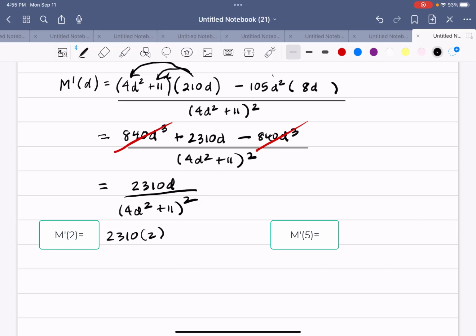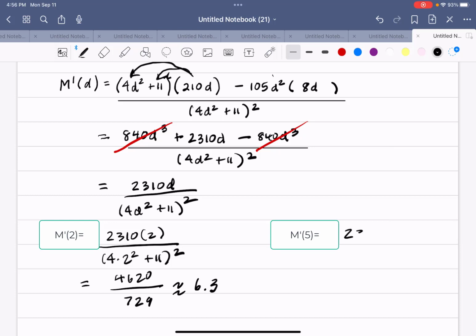So 2310 times 2 over 4 times 2 squared plus 11 quantity squared is 2310 times 2 is 4620 divided by 4 times 4 plus 11, 27 squared, 729. So I think they want it to one decimal place, so 4620 divided by 729 is approximately 6.3 more bicycles. That's how it's changing after 2 days. Okay, it's increasing by 6.3 bicycles.